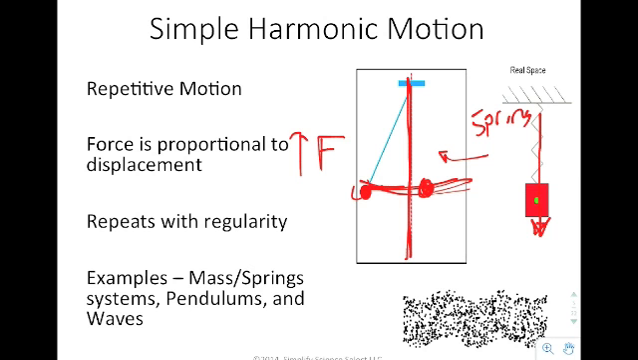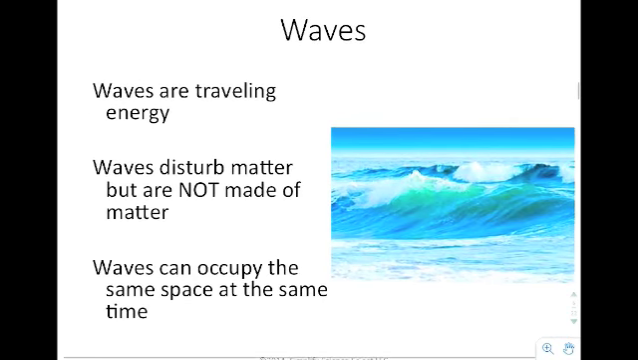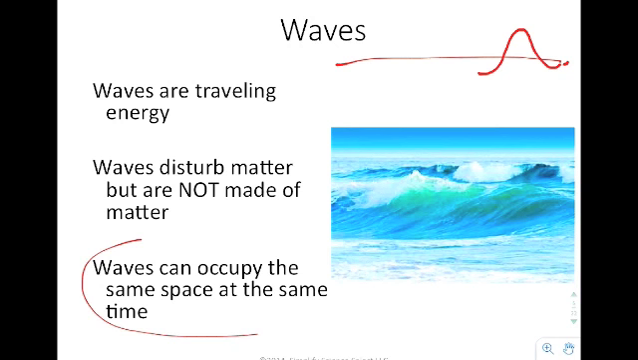Well, another example of simple harmonic motion is a wave. Now, waves are traveling energy, and it's really important that you make that distinction. Whenever you have a wave in the ocean, the wave itself does not consist of water. Now, the wave does displace the water. So the water is here, and as the wave travels in it, it makes the water go up and down. I know that's kind of an interesting distinction, but the wave itself is not the water. The wave itself is the energy that's traveling through the water. Because the wave is energy, you can have two waves occupy the same space at the same time, which is what we call superposition.